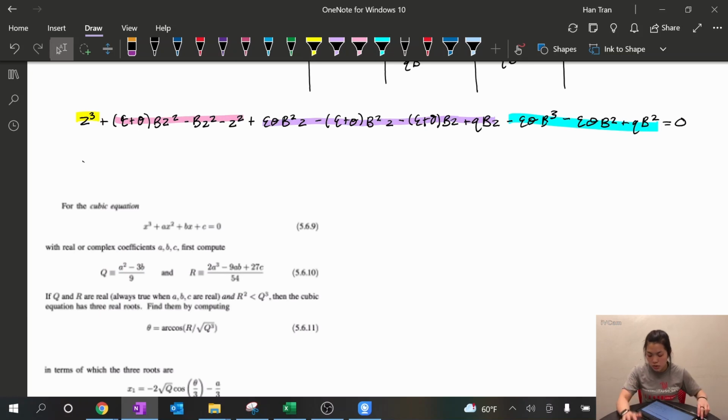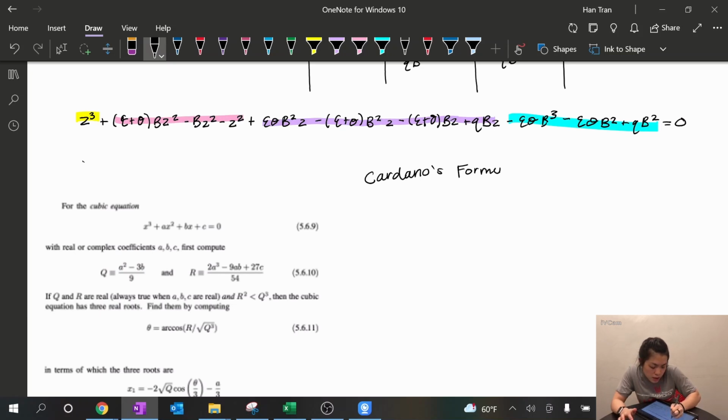So moving on, we are going to talk a little bit about Cardano's method. Cardano's formula is a formula that was developed to figure out what the cubed roots of a polynomial expression are. And this formula is for any polynomial expression that is in the form ax cubed plus bx squared plus cx plus d, and that is assuming that a is not equal to 0.